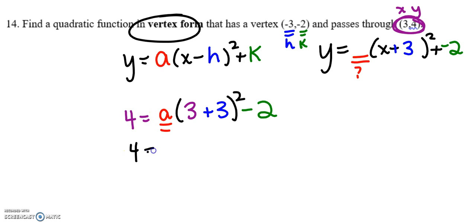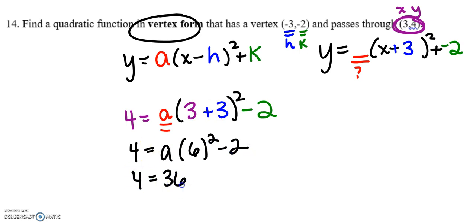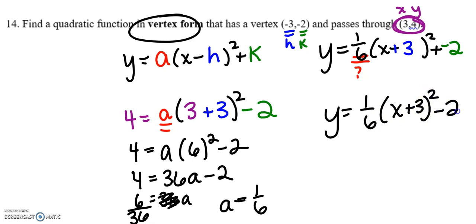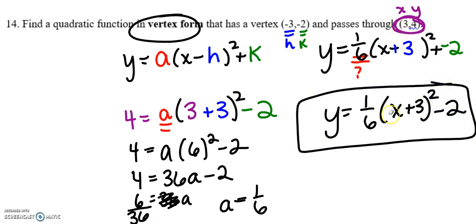I got 4 equals a times 3 plus 3, which is 6 squared, minus 2. So 4 is equal to 36a minus 2. 6 is equal to 36a, which means a is equal to, careful, divide by 36, 1/6. So fill in that 1/6. There is my function in standard form that goes through the vertex of -3, -2. And if I plugged in 3 to this equation, I will get back an answer of 4.